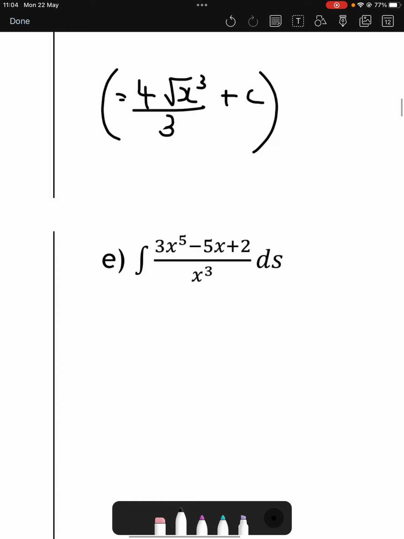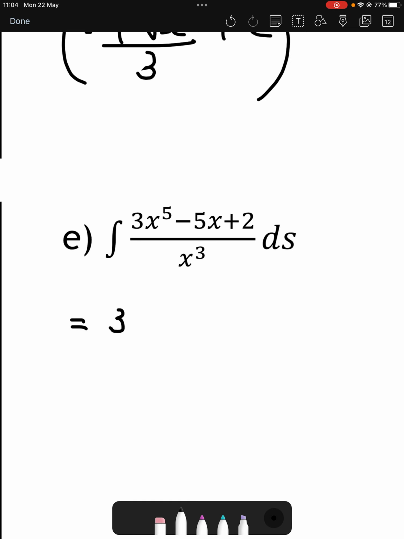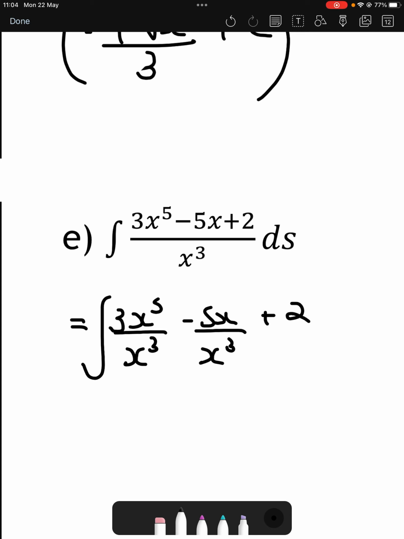Next one, right, we have a fraction this time. Now you'll know this from integration, so we need to split it up. So again, the first thing I'm going to do is put all of these over the denominator. Oh, it says ds, that's a mistake, should be dx.